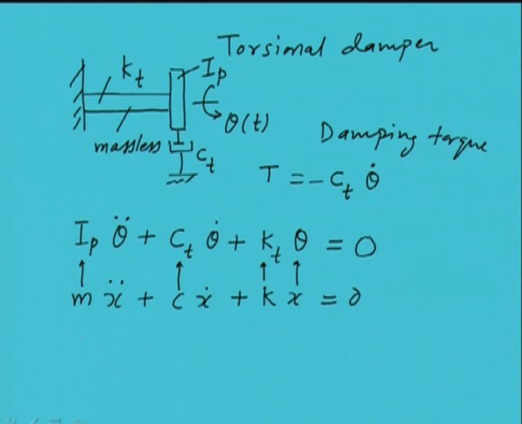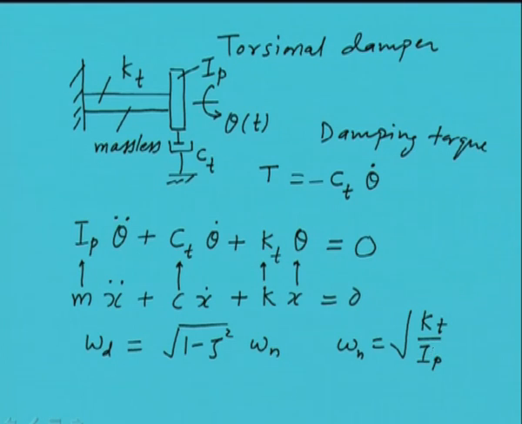In the same analogy, we can obtain the damped natural frequency for this new system, that will be this one, where zeta is the damping ratio. This is the undamped natural frequency omega n, which in turn is given, for the present case, as Kt by Ip, that is K subscript T, I subscript P. This is the torsional stiffness, this is the polar mass moment of inertia of the disk, and other relations will remain identical to those for the linear system.